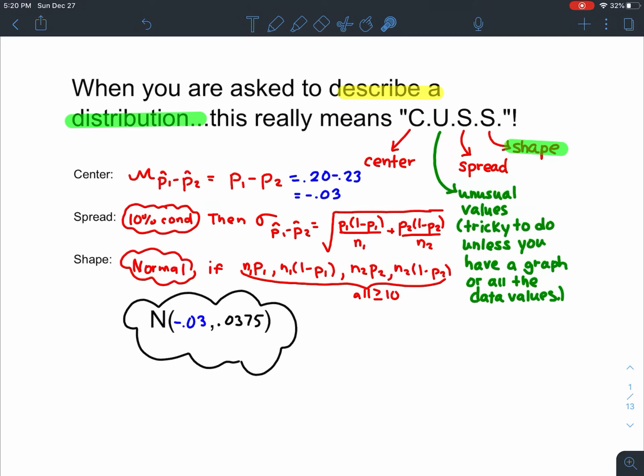That is a little tricky to do with these particular problems in this section unless you're either given a graph where you can tell that there would possibly be an outlier, or if you're given all the data values. So when you're asked to describe a distribution, you want to make sure that you are describing the center, the spread, and the shape, which can all be summed up then using this notation here.